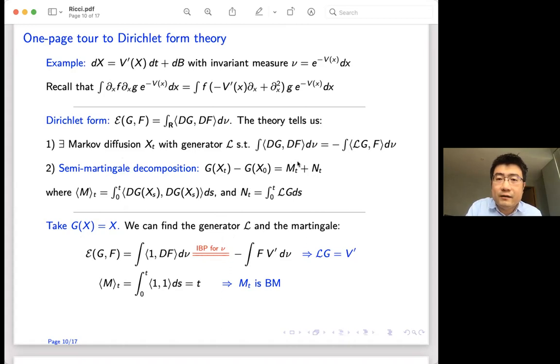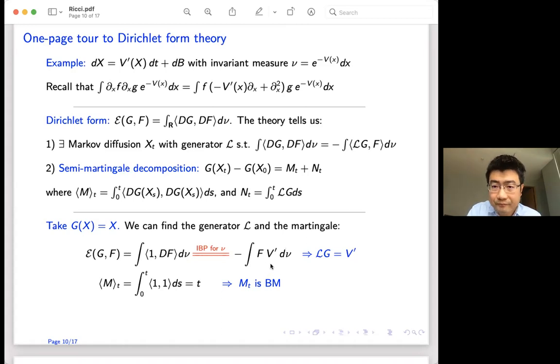And now we only need to identify the martingale to be the Brownian motion and the drift to be the right drift. Since we take g to be just x, dg is just one, so we have an integral of df against nu. The most important step here is the integration by parts formula for the nu, which says that under the integral against nu, the derivative of a function is the same as multiplying the function by the derivative of the potential. So if the measure is Gaussian, the potential is a square, then this is like f times x, the usual integration by parts for Gaussians.